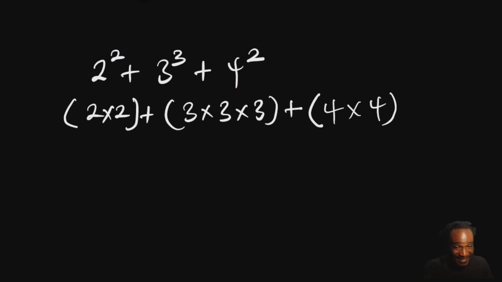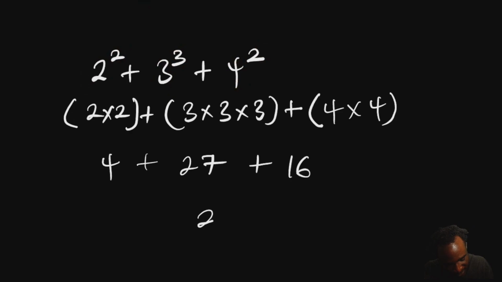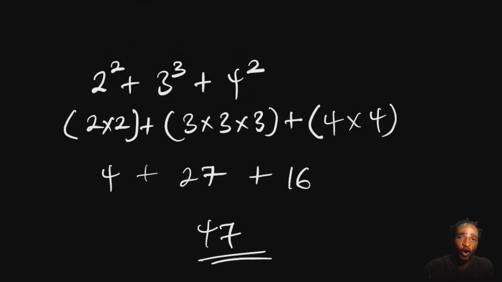We can solve this easily now. We have 2 times 2, which is 4. We have 3 times 3 times 3, which is 27. And we have 4 times 4, which is 16, and therefore if you put all these together we get 47. All right, I'm going to write this here: 47 as a final answer. So that's basically what indices are. It's just the power to which a number or a letter is being raised.